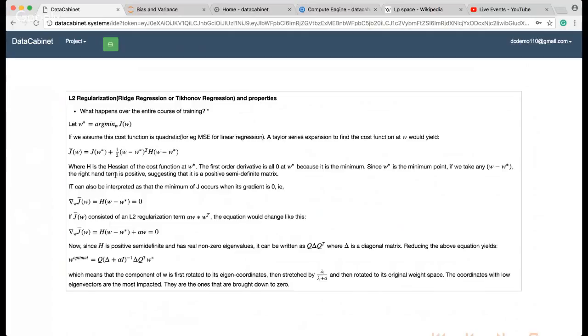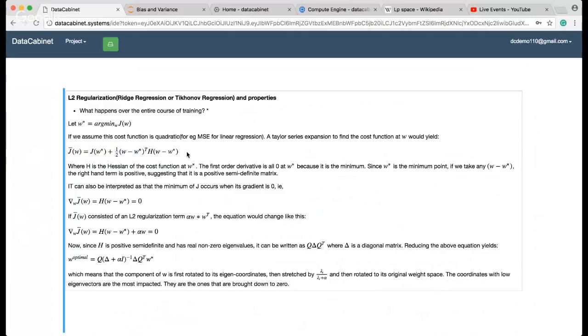One assumption is that the cost function is quadratic, so you can write it something like this, where H is the Hessian, so it's a quadratic function in W. Now W star is the minimum of the original cost function without regularization. So without regularization, if you try to find the minimum weights, you will get W star. We assume the cost function J is quadratic in W.